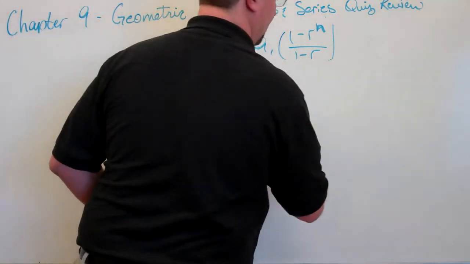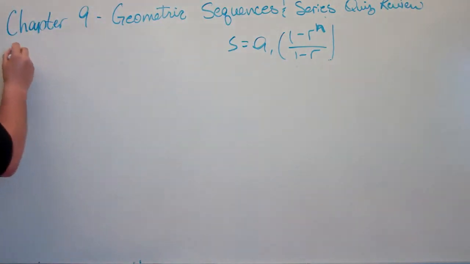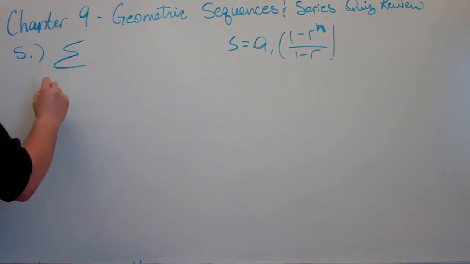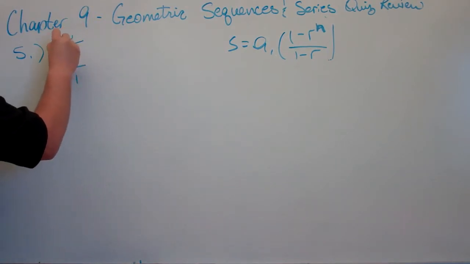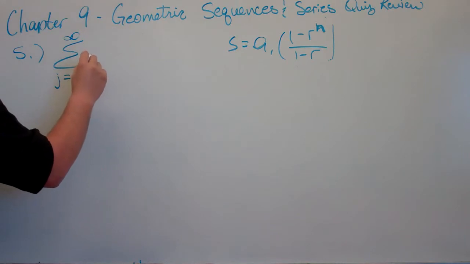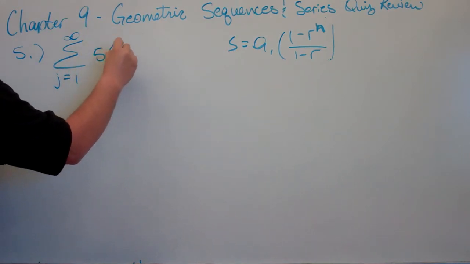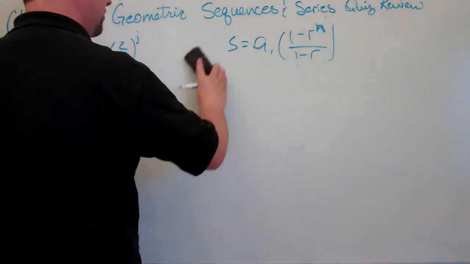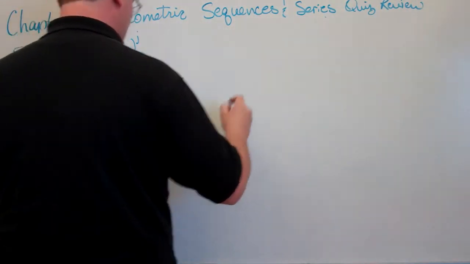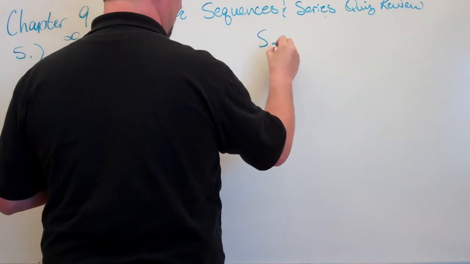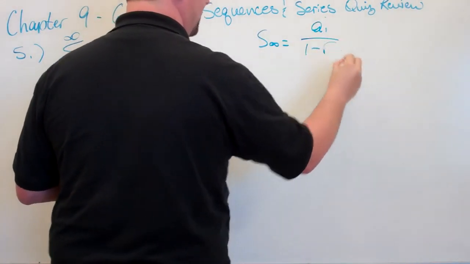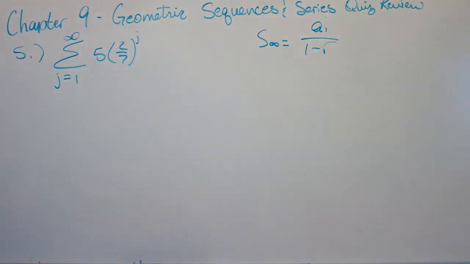I'll leave the sum formula this time. Number 5. Actually, it doesn't work the same exact way. J equals 1 to infinity, because this is now an infinite series. So our sum formula changes from this to the sum of an infinite series equals the first term over 1 minus your ratio. So again, we've got to find our first term.